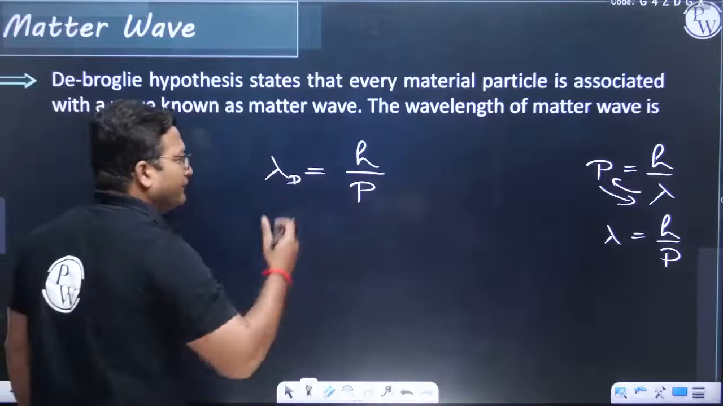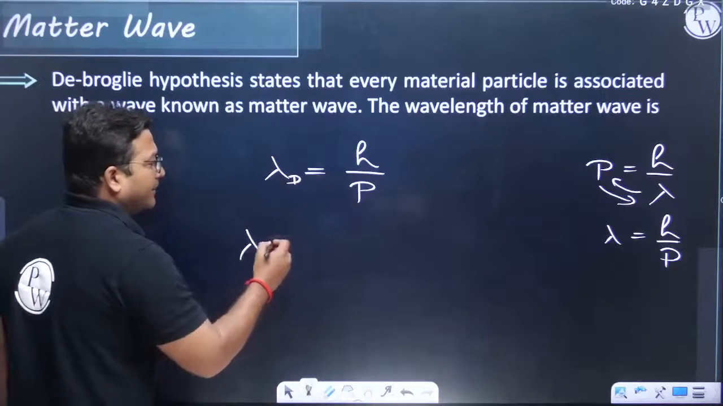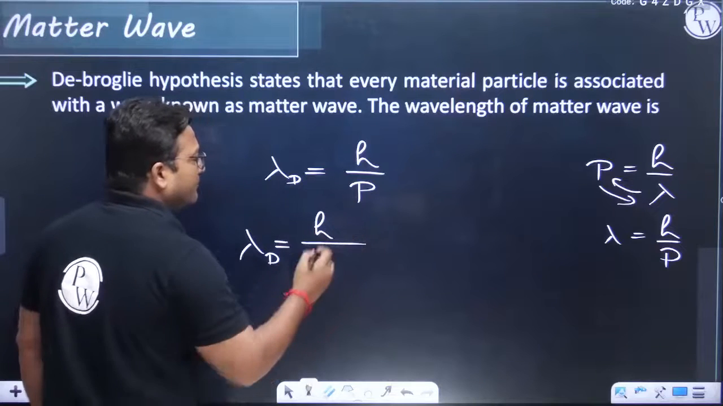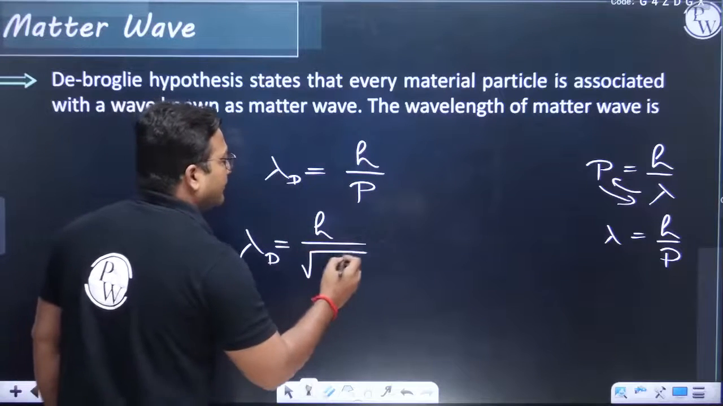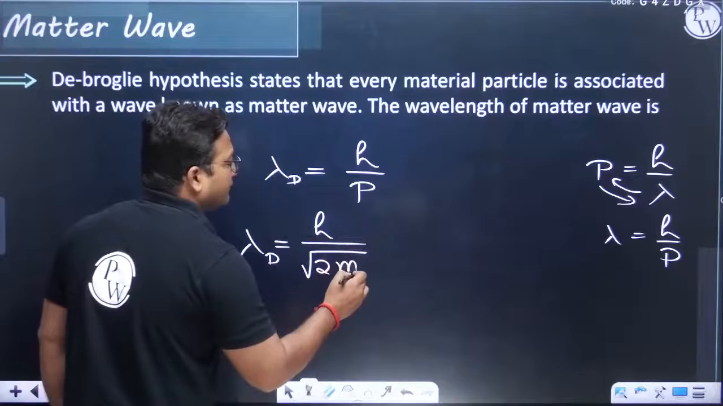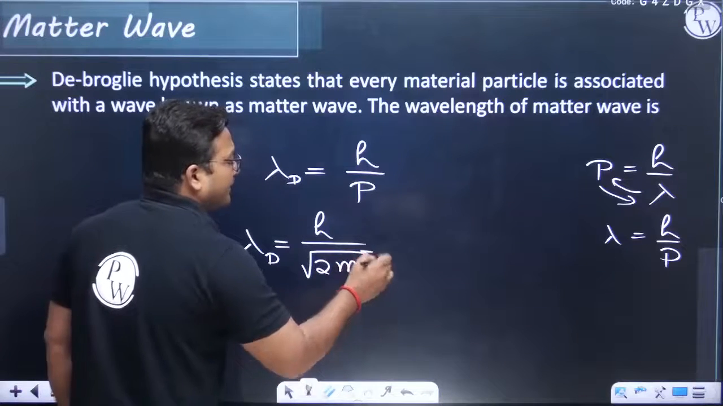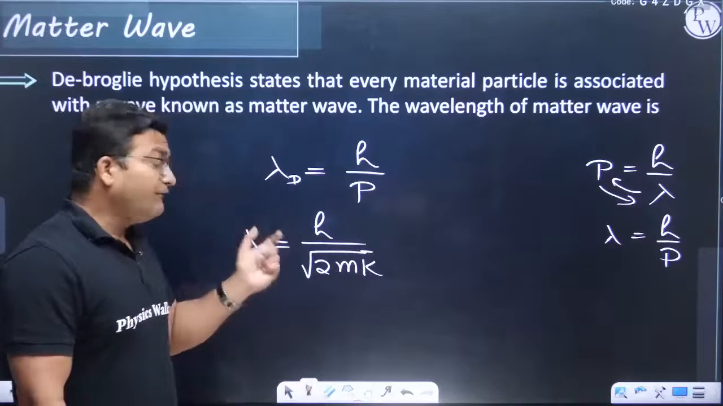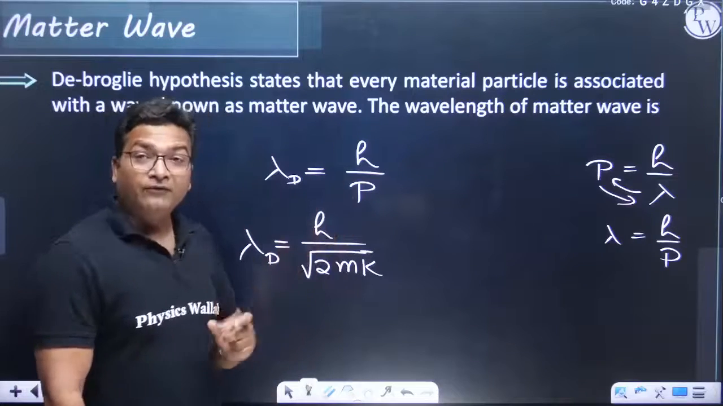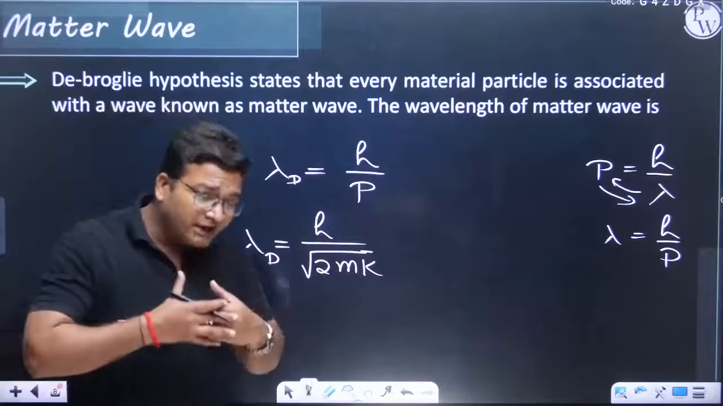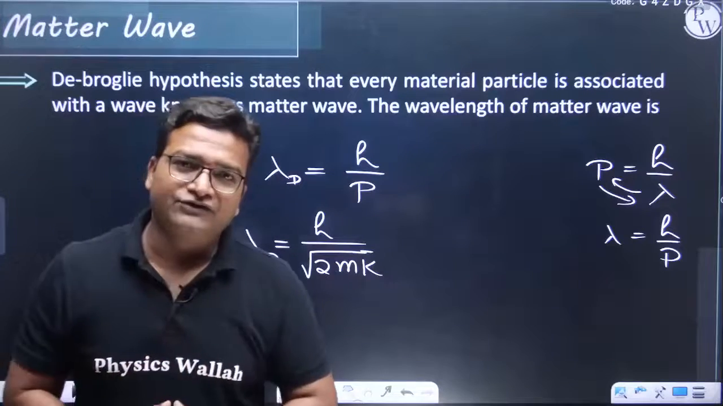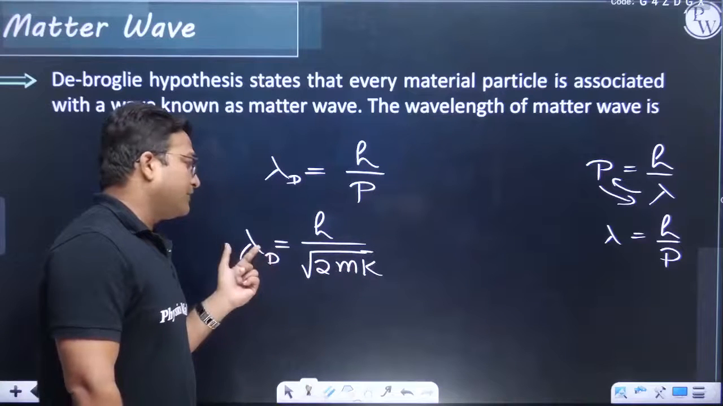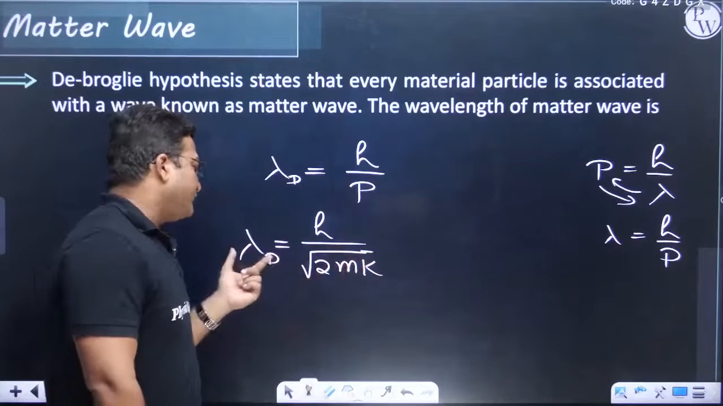We also have a few other formulas. Lambda de Broglie equals h divided by momentum, and momentum can be written as the square root of 2 times m times kinetic energy of the particle. So this is another formula for de Broglie wavelength. If you have momentum, use the first one. If you know the kinetic energy, because in many situations we know the kinetic energy of the particle, use this to find lambda d.